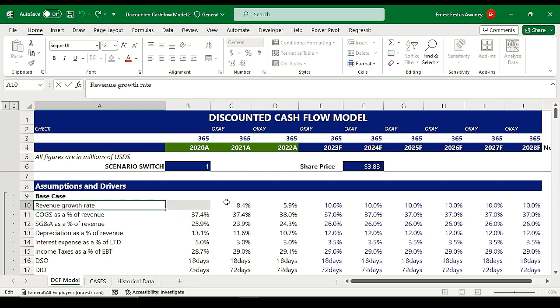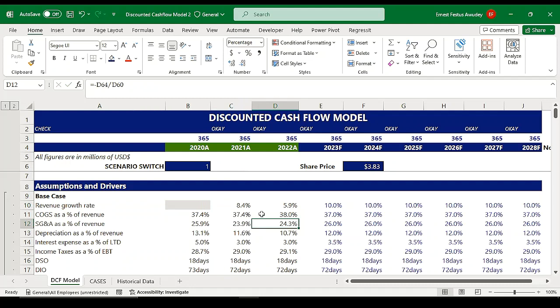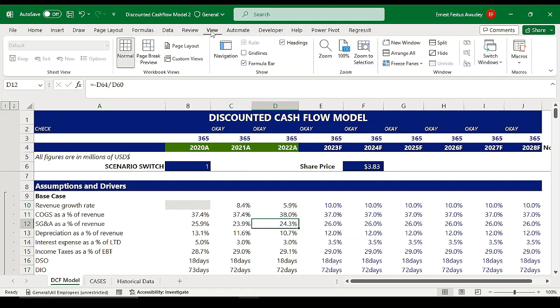Now, as you can see, when you look at this, the grid lines are off. How did we do that? We come to the View tab. When you come to the View tab, you see Gridlines here. So when I check the gridlines, our grid lines will come back.